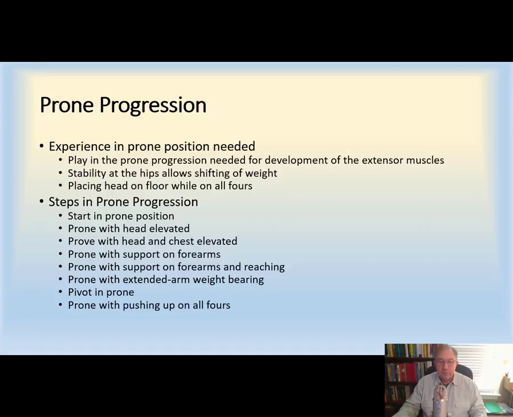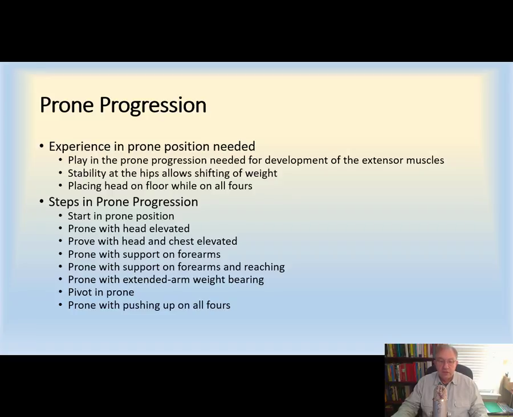Now, some visually impaired children compensate for the lack of stability at the hips by taking their heads and placing them on the floor while they're on all fours to free up one hand and to be able to move forward. But there are certain steps that are necessary in prone progression if the child is going to be learning to crawl. So first of all, we have to start in the prone position. There has to be enough experience in that position. Children don't always like that, and we may have to introduce it briefly, but we need to have enough experience in that prone position.